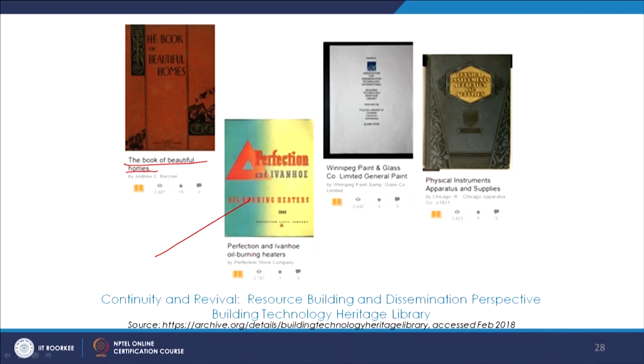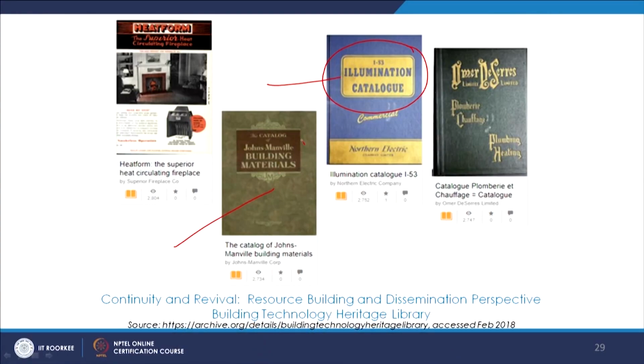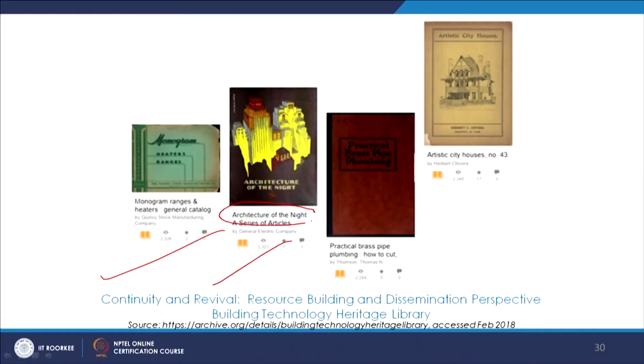Some more information, book of beautiful homes, and so many other things, also on paints. So here we see the illumination catalog. So when we study interior design, we also talk about the illumination, the lux levels, the physics of light, and the chemistry of colors and things like that. And so many details are already there. So, and there's this catalog of building materials and so many other things about plumbing and heating. And more details over here, architecture of the night. So that's a specific series. We see some more details which talks about the artistic houses. So all those kinds of catalogs and building resources.